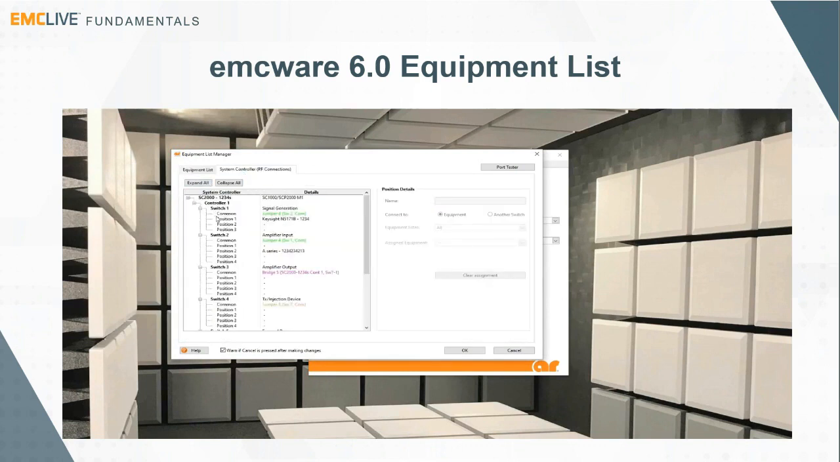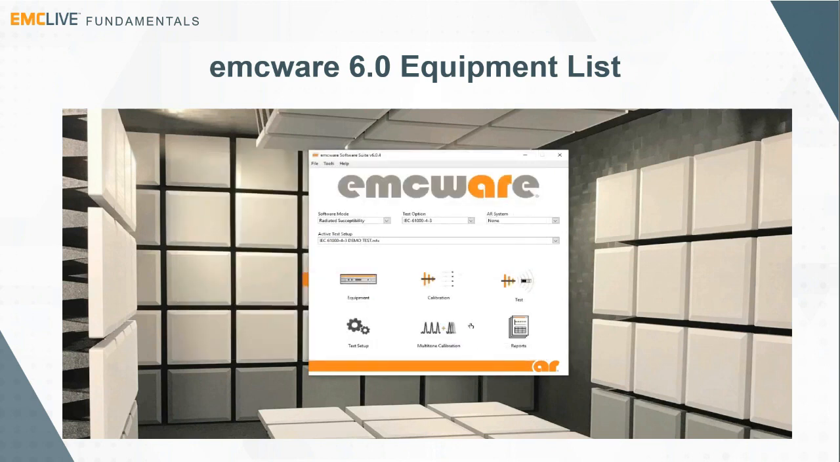The System Controller tab is used for switching between the signal generator and amplifiers and antennas if you have an antenna switch enabled. This is useful for broadband measurements.